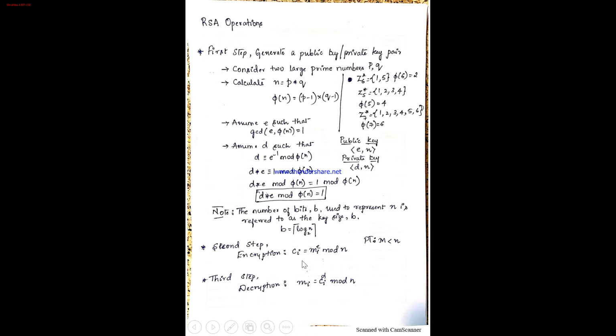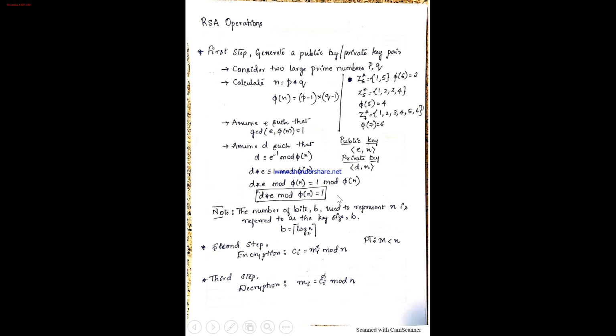So what is encryption? M raised to E mod n. On performing this, I get my ciphertext. To get back my message, I take the ciphertext and raise it to the power of D, that is the private key, mod n. The suffix i here represents the individual blocks, since the given message is divided into blocks.